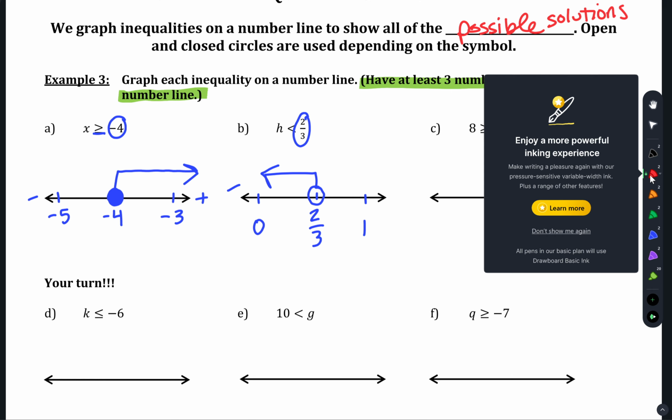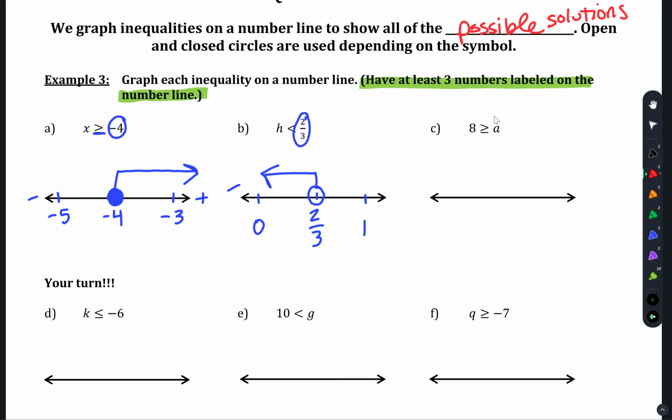Now in letter C, I have 8 is greater than or equal to a. The only difference in this problem is that the variable is on the right-hand side here. I make my life a little bit easier by flipping this. When I flip an inequality, I also have to make sure that the sign is facing the same way. So our sign is open towards the 8. The alligator Pac-Man mouth is facing the 8. So I want to make sure that it is still facing the 8 when I flip my inequality around.